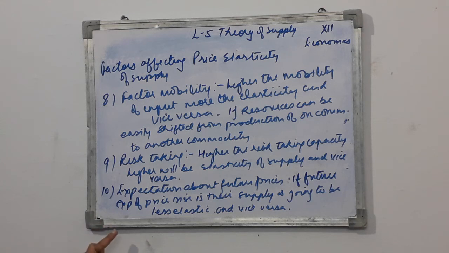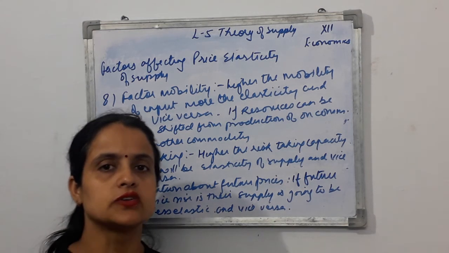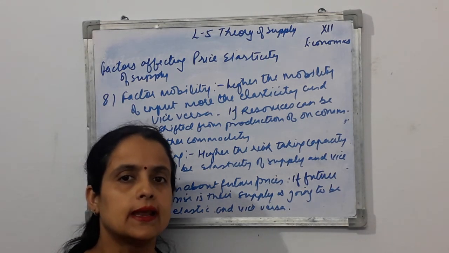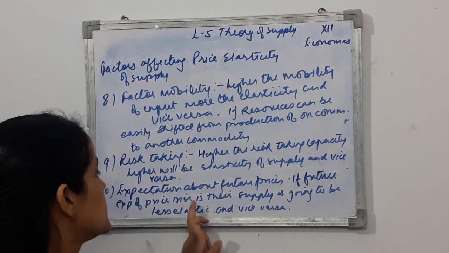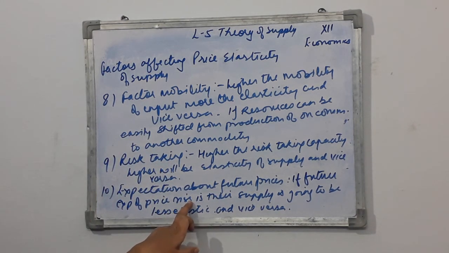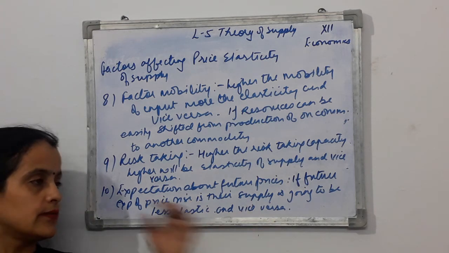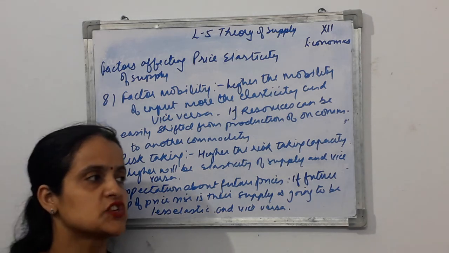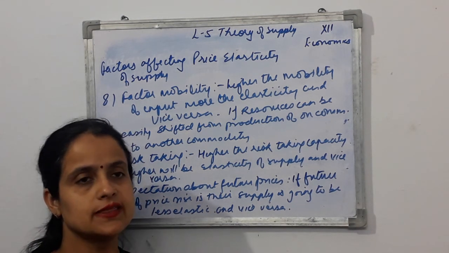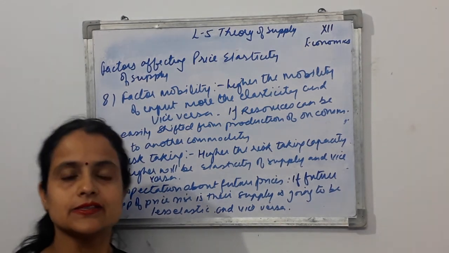On the other hand, if they expect a fall in the future prices, अगर ऐसा लगता है कि फ्यूचर प्राइसेस में फॉल होने वाले हैं, तो वहां पे क्या हो जाएगी? सप्लाई इज गोइंग टू बी मोर इलास्टिक, ठीक है. If the future prices are expected to rise, the producer will like to hold the commodity to take advantage of the rise of the future prices, the supply will therefore be less elastic. And in case the producer expects the prices to fall in the near future, in that case the supply is going to be elastic, right children?